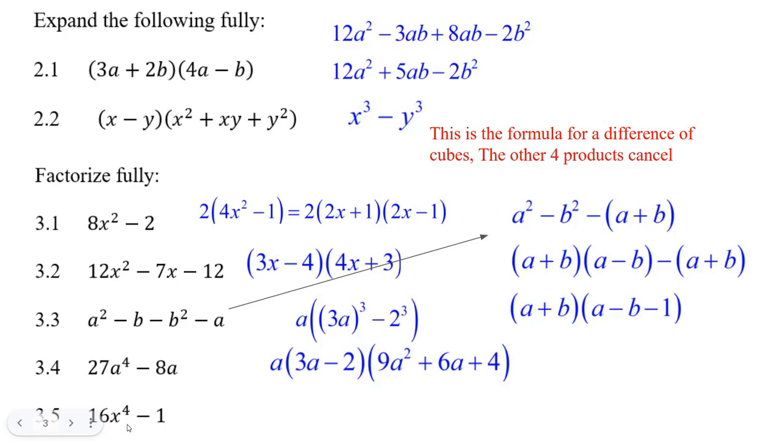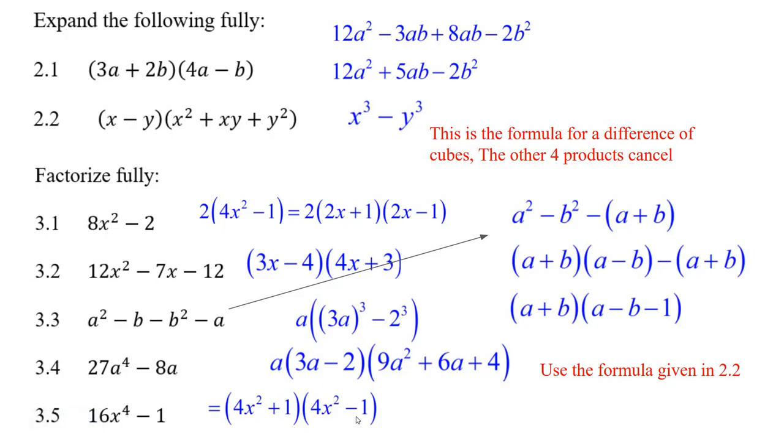Now look at this thing, 16x to the fourth minus 1. Well, 16, can I take the square root of 16? I think it's 4. And the square root of x to the fourth is x squared. Oh, that's what I just said here. You use the formula in 2.2. So 4x squared times 4x squared, oh, it's a difference of squares, plus 1 and minus 1.